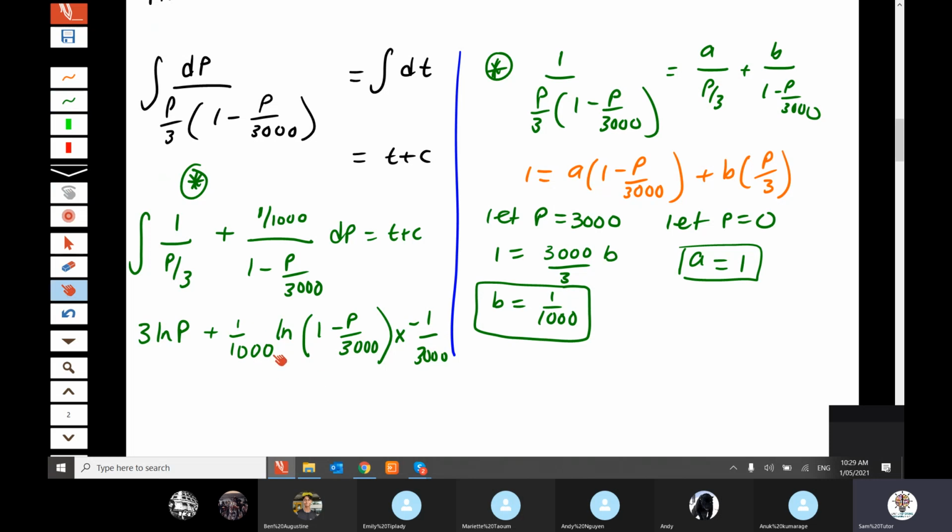What happens to 1 over 1,000 times 1 over 3,000? Very big number, let's just say. It actually should have been this number. The reason why I need it to be that number is because these two need to be the same so I can combine my logs. Otherwise, I won't be able to combine my logs.